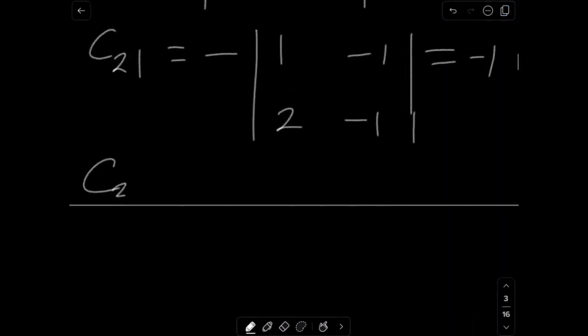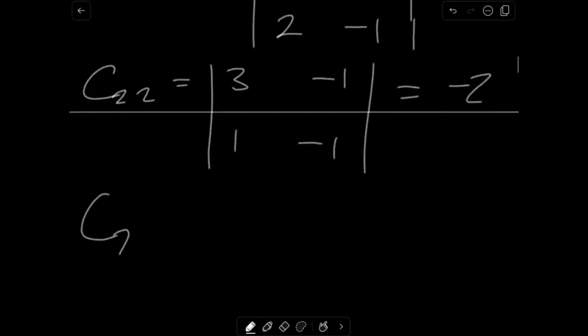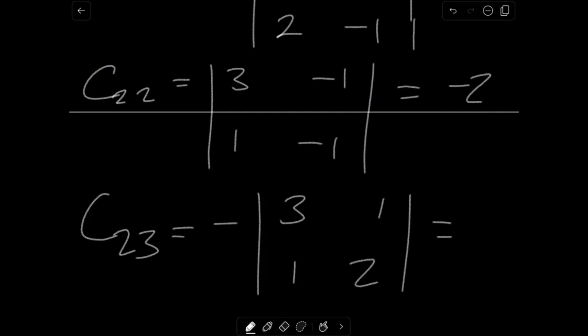Okay, then we have cofactor 2, 2. Accounting for its position, it's going to be a positive 1. The determinant of the resulting submatrix is as follows. Okay, and then work that out. That is going to be minus 2. Okay, this is going to be a minus, and then we're going to have 3, 1, let's check, 1, 2, and this determinant is going to be, let's see, minus 5.